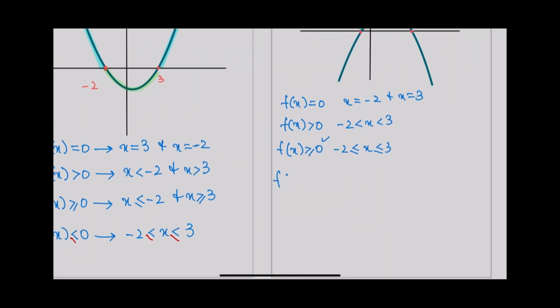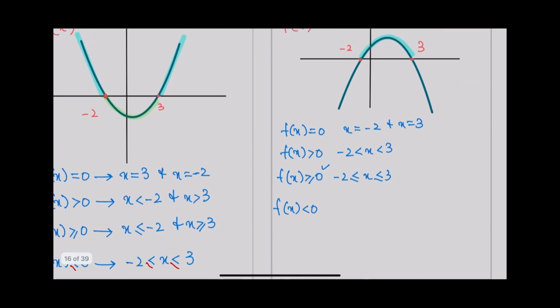And the last part is f of x less than 0. So if I say less than 0, then we could highlight this one and this one. So this is going to be x is less than -2 and x is greater than 3. For f of x less than or equal to 0, it's going to be x is less than or equal to -2 and x is greater than or equal to 3.